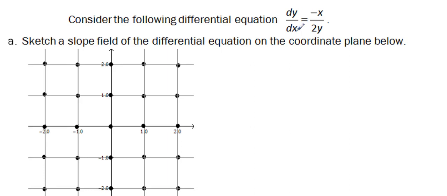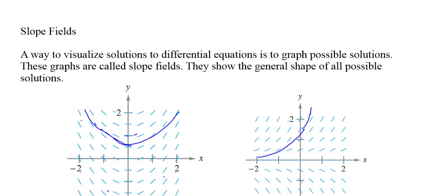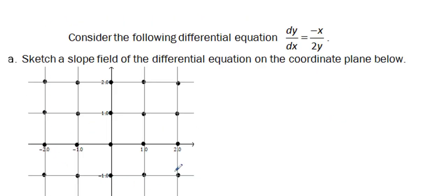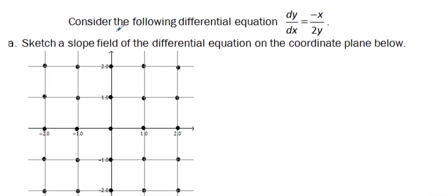This is the derivative. That represents all possible slopes for that function, right? And we don't know the particular solution. They have to tell us. So what we have to do is sketch a slope field. We are going to make one of these for all the points given to us. Sketch a slope field of the differential equation on the coordinate plane below.